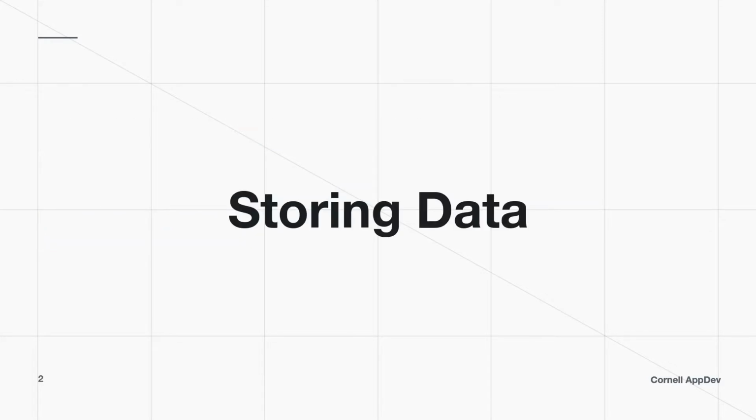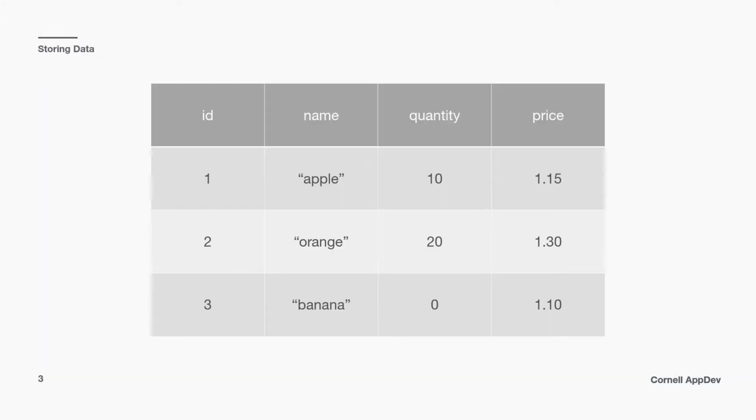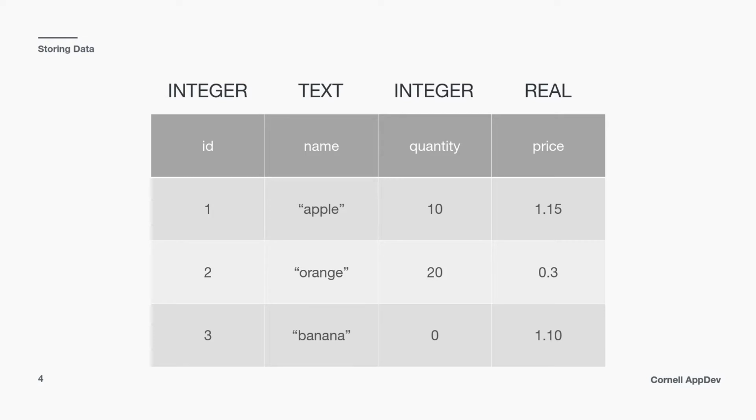So let's talk a little bit about how we store data, how we've been storing data so far. We've been storing data in SQL tables, which are great. Here's an inventory table for perhaps a grocery store. We can store IDs, names, quantities, and prices for different fruits. And these columns all have types. Our IDs are integers. The names are text. The quantities are integers. The prices are real numbers. So it makes a lot of sense.